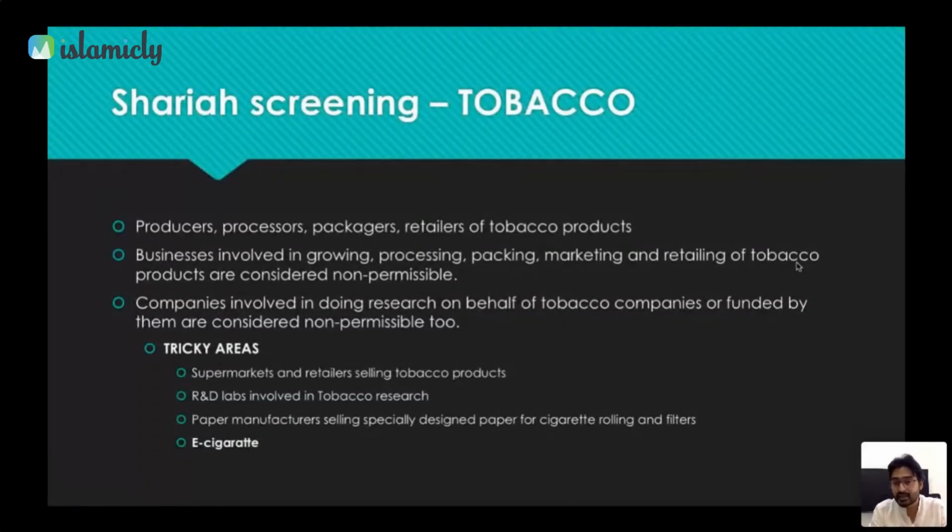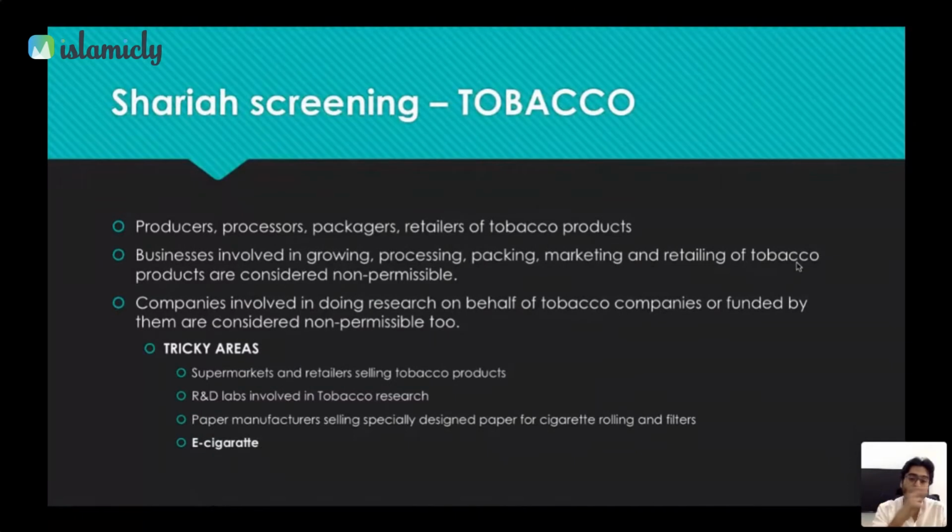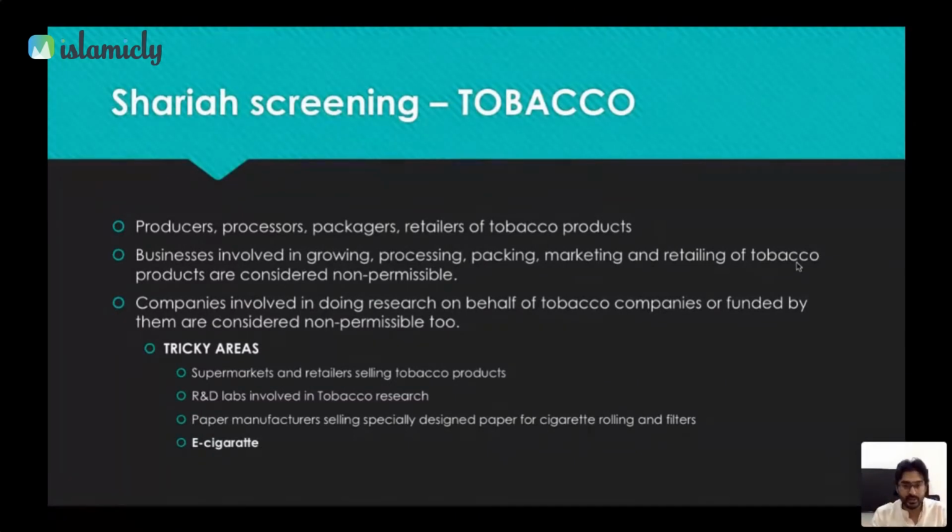So there are a couple of listed companies in the West and even in the emerging economies which manufacture paper. And that paper is a specialty paper used by tobacco industries for rolling of cigarettes or manufacturing of cigarettes. That paper manufacturing process is also considered non-permissible.